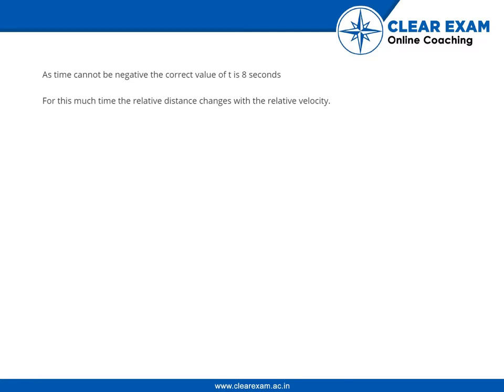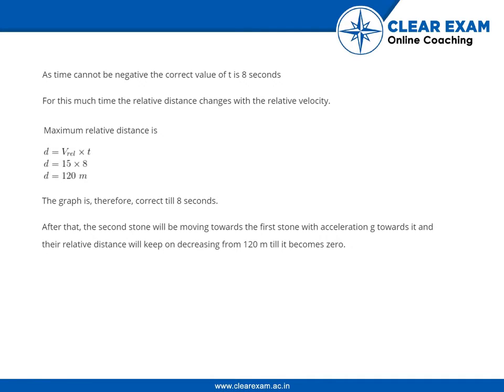For this much time, the relative distance changes with the relative velocity. So maximum relative distance is v relative into t, that is 15 into 8, which gives 120 meter. The graph is therefore correct till 8 seconds. But after that, the second stone will be moving towards the first stone with acceleration g towards it, and their relative distance will keep on decreasing from 120 meter till it becomes 0.